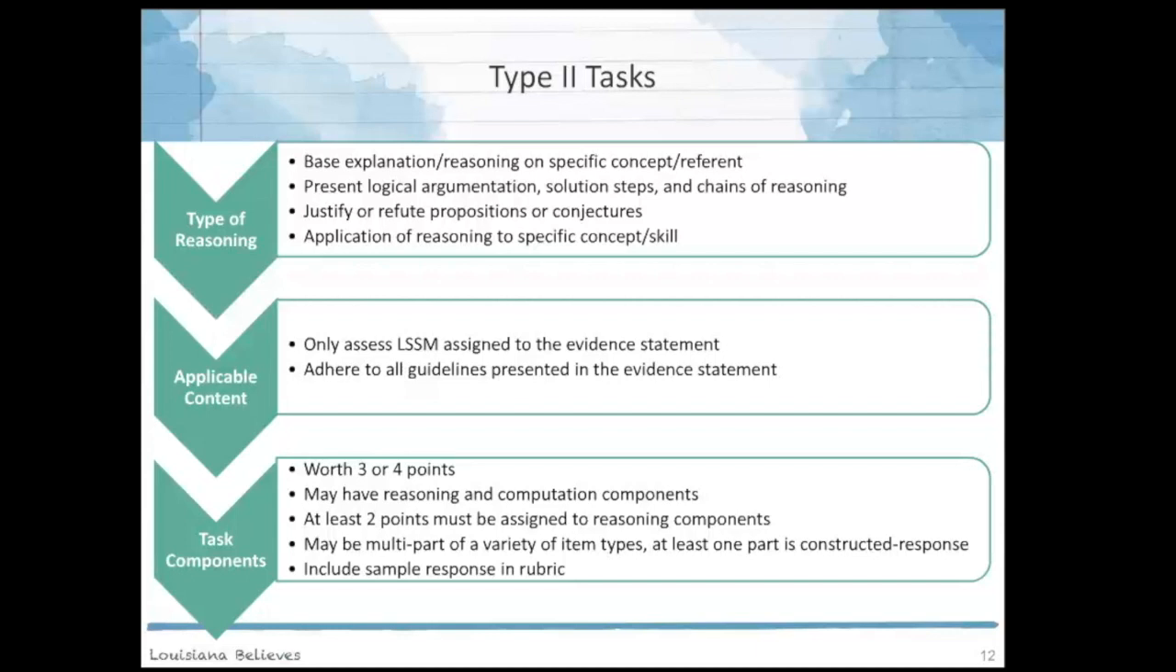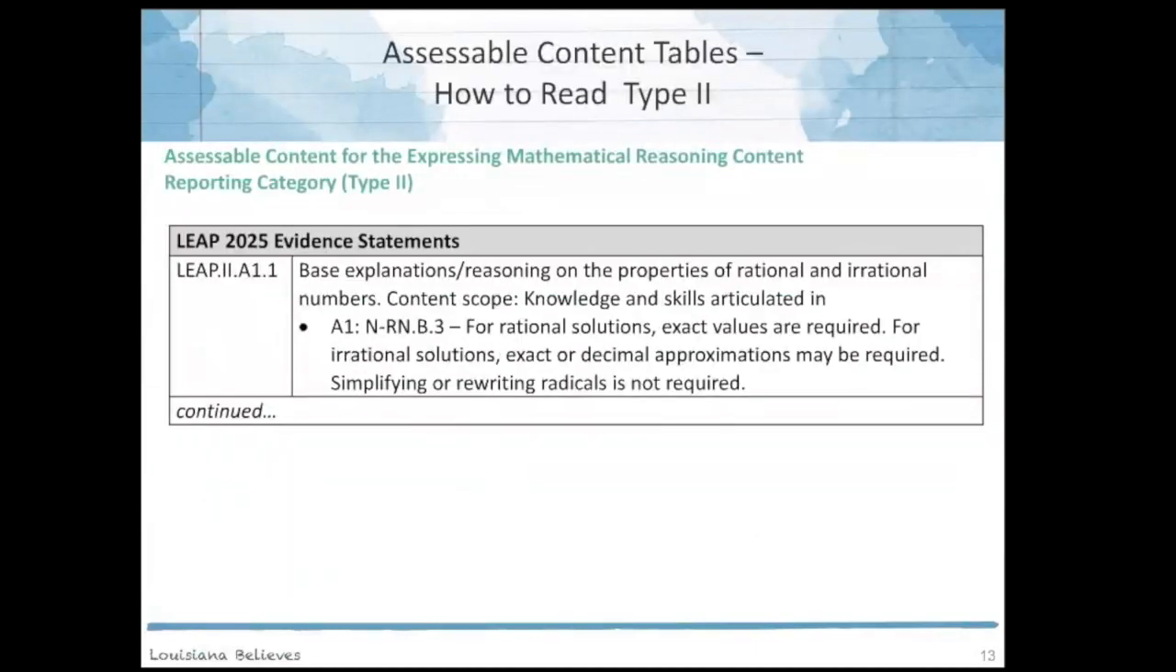So for example, you might have a 2-part item where one part is multiple choice and the other part is the CR part where they would then explain their reasoning or make a connection to the multiple choice item that they already answered. And the hand scorers would have that selection as that student's choice for part A when they hand score that second part. And then a sample response would be included in the rubric.